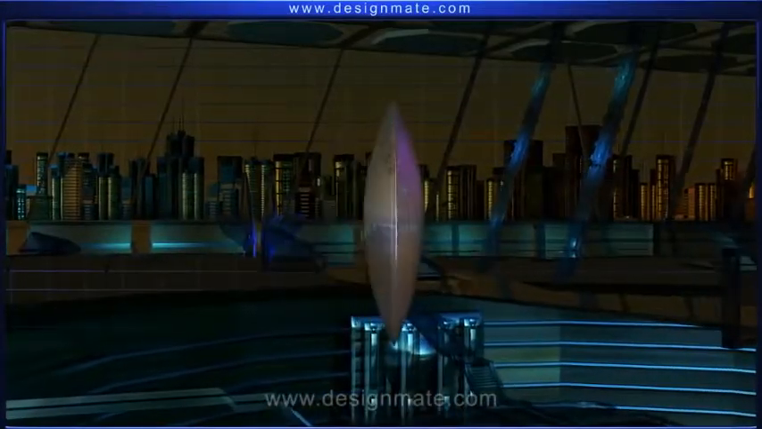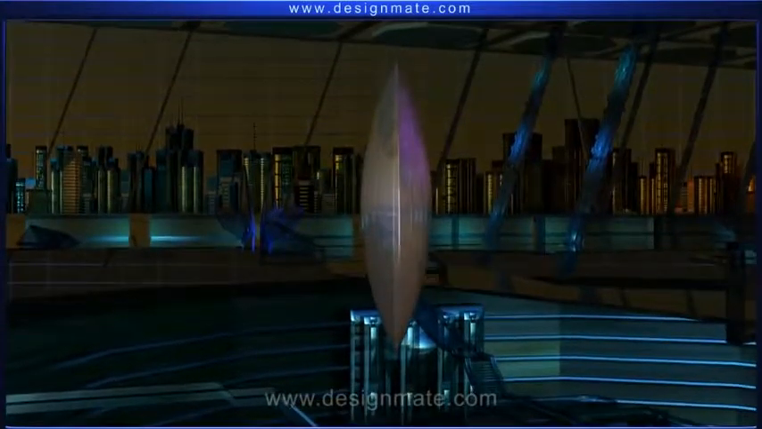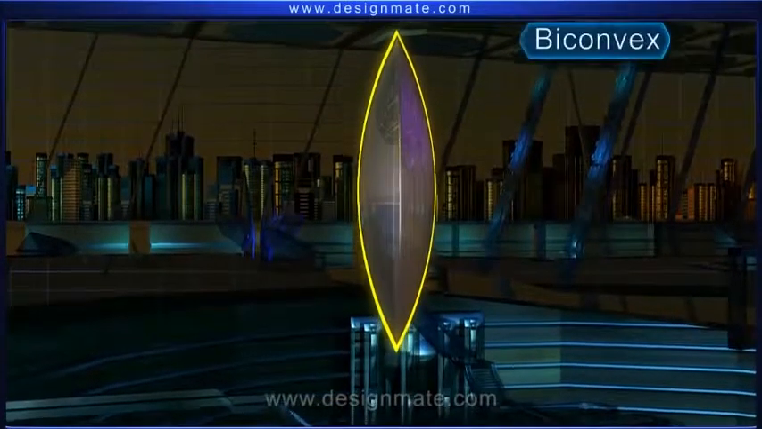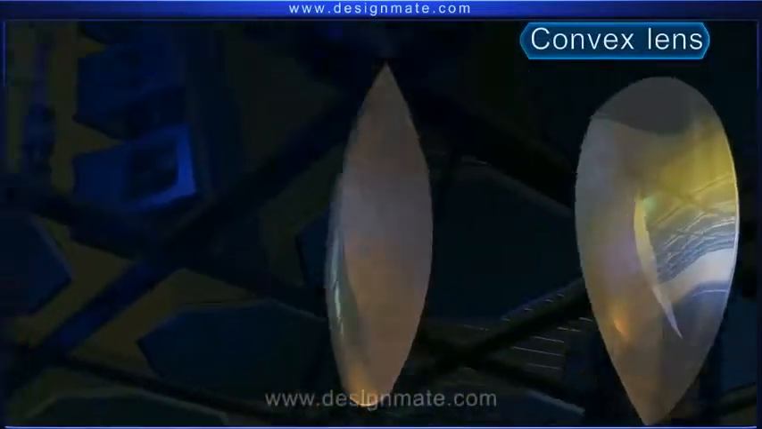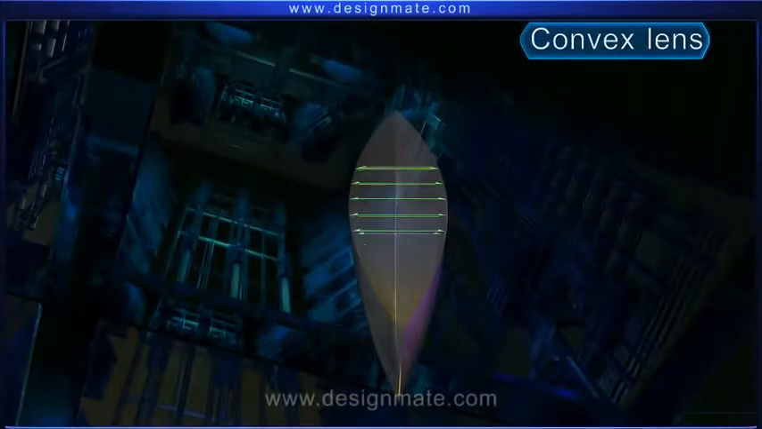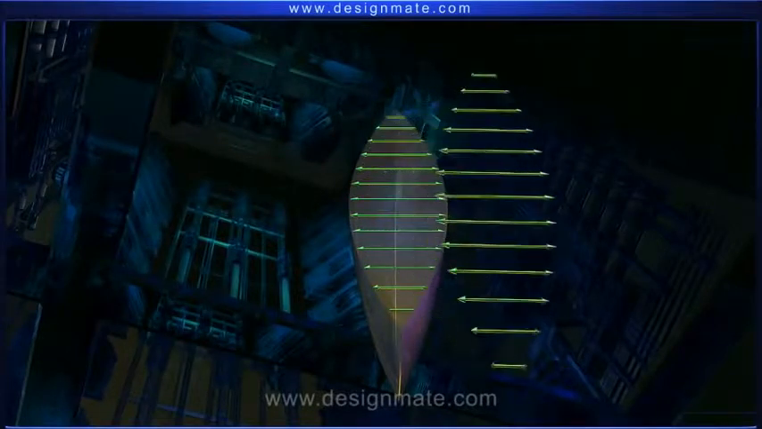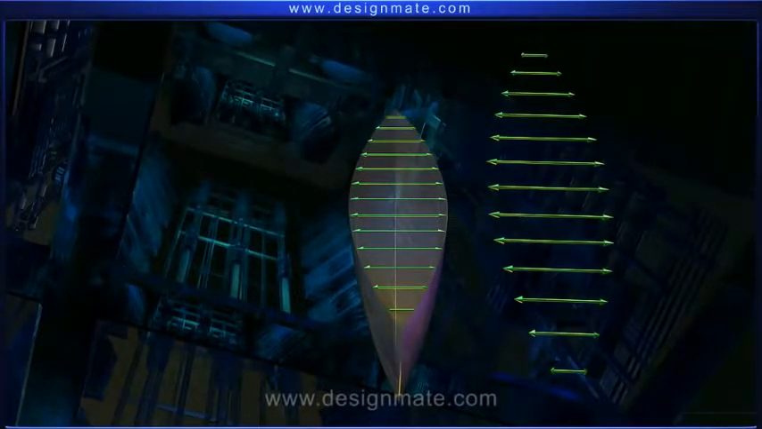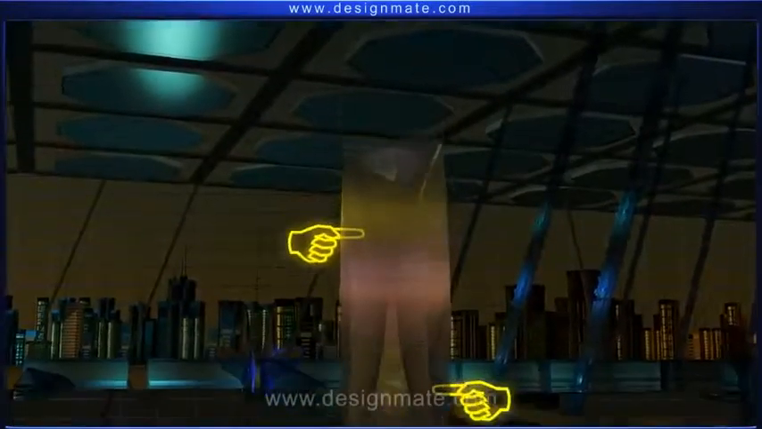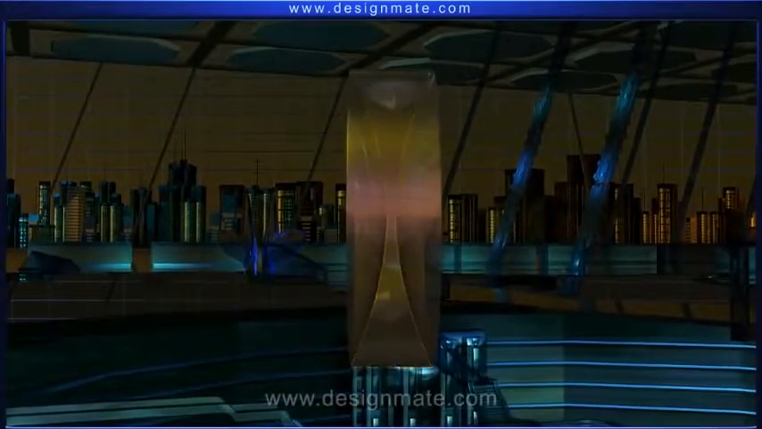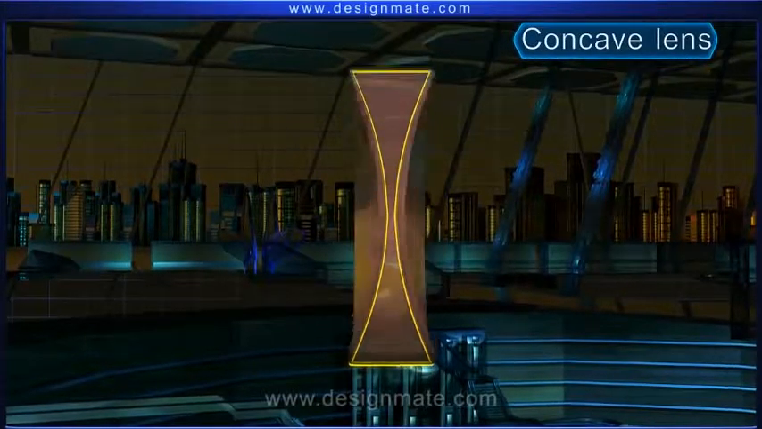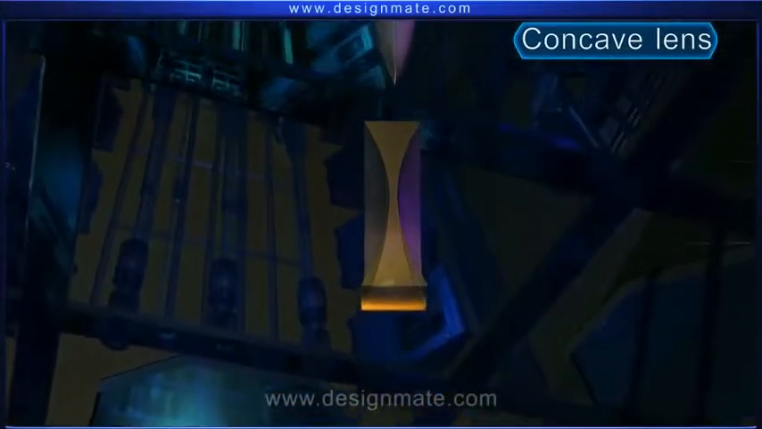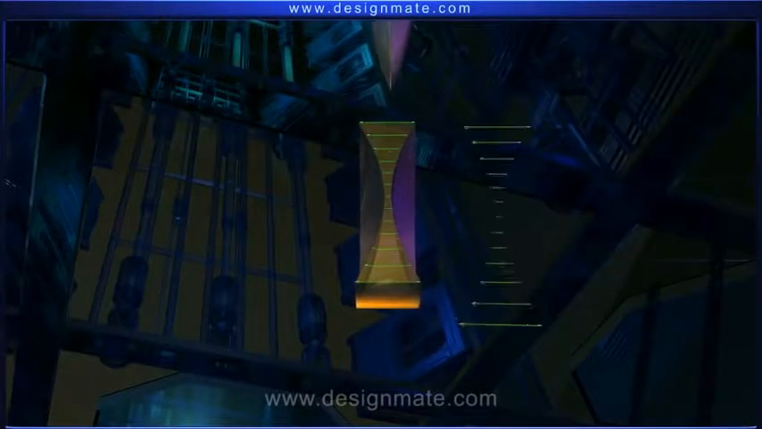A lens bound by two spherical surfaces, bulging outwards, is called a biconvex, or simply a convex lens. It is thicker in the middle than near the edges. A lens bound by two spherical surfaces, curved inwards, is called a biconcave, or simply a concave lens. It is thinner in the middle than at the edges.